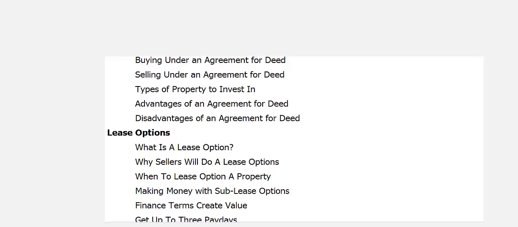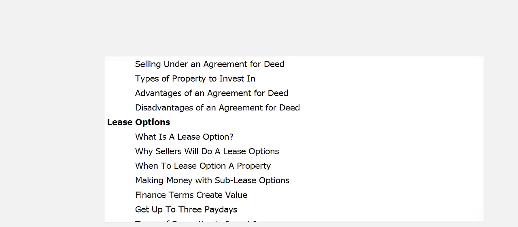Making money with sublease options or sandwich lease options. What are the finance terms? How do we create value with finance terms? How do we get up to 3 paydays?